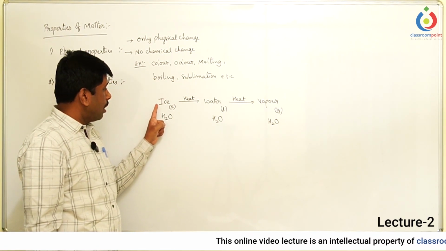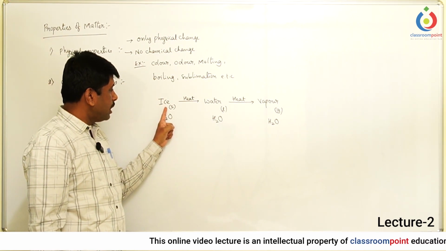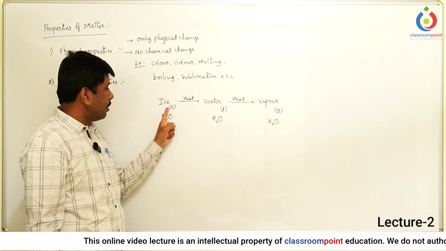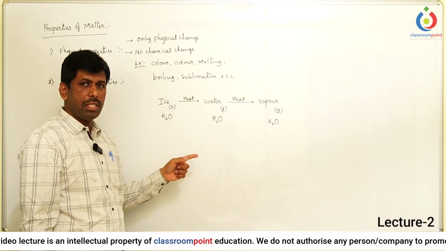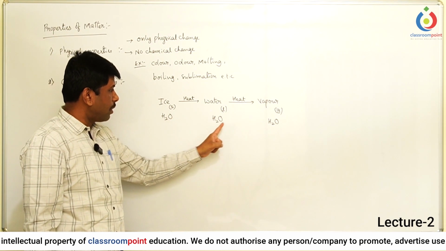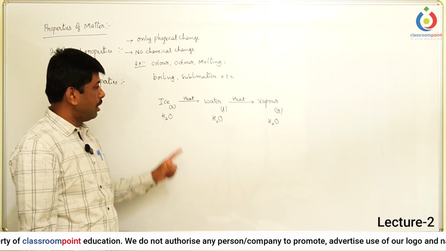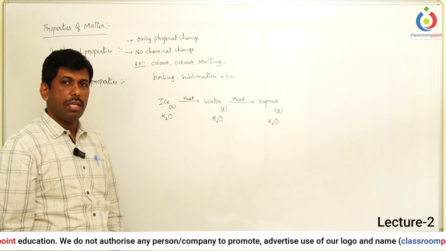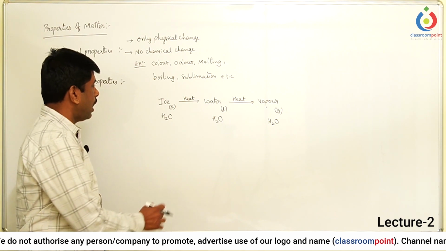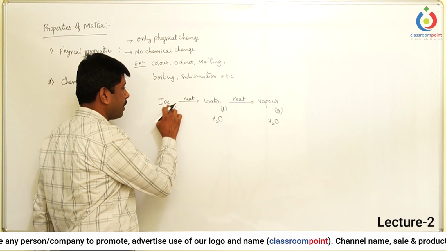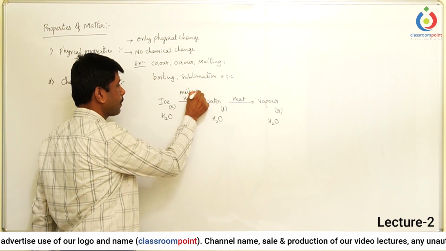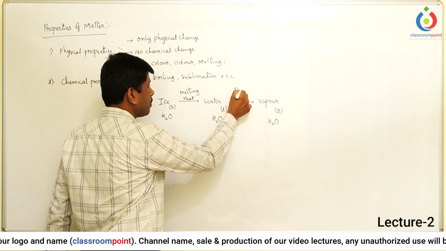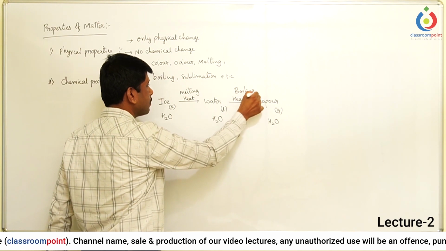Here there is only a change of physical state, solid to liquid, liquid to gas. Physical change is observed, but the chemical formula is not changed. That's why these properties are called physical properties. And what is this property? This property is called melting. And this property is called boiling.